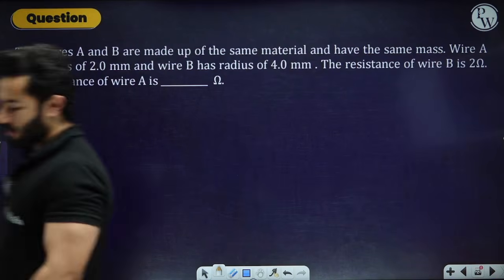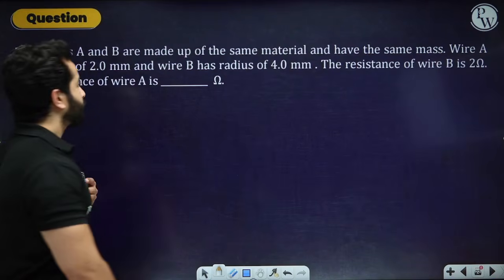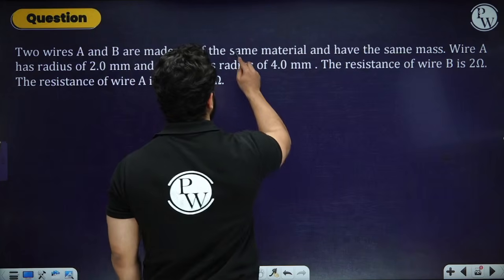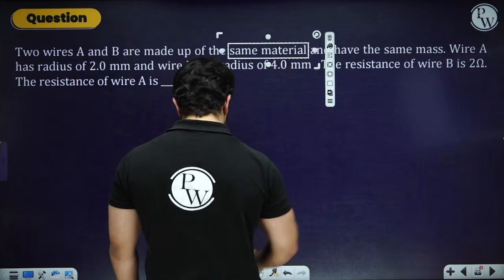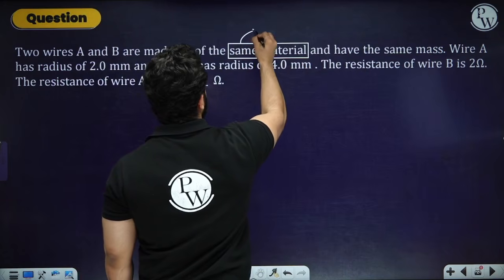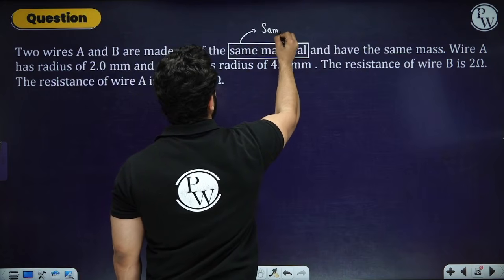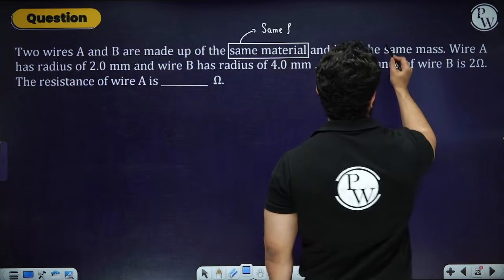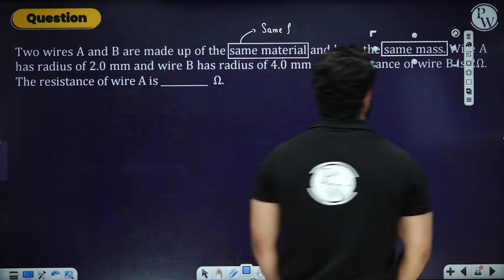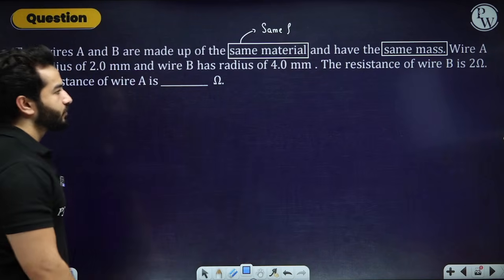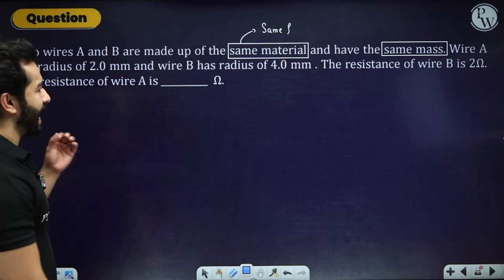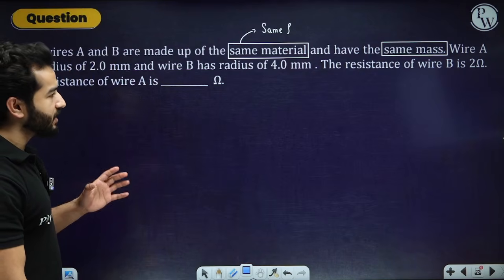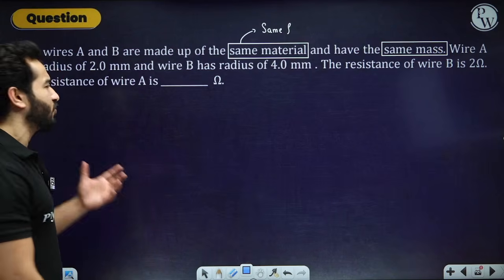Please have a look and read it. The question says two wires A and B are made up of the same material. Same material would mean that they have the same resistivity. And they have the same mass. We are going to use this fact also. Wire A has radius 2 millimeter. Wire B has radius 4 millimeter. The resistance of wire B is 2 ohm. The resistance of wire A is.